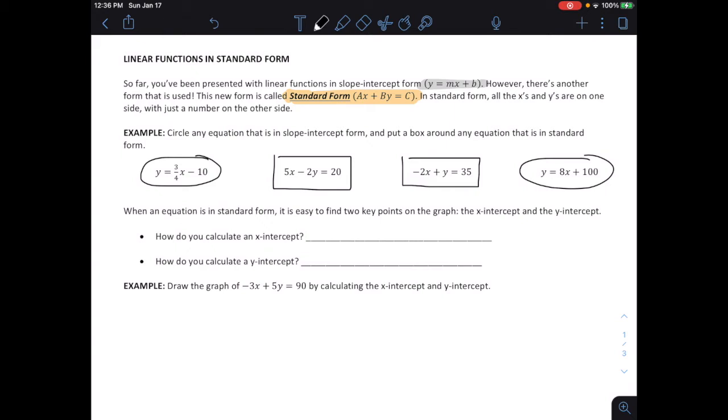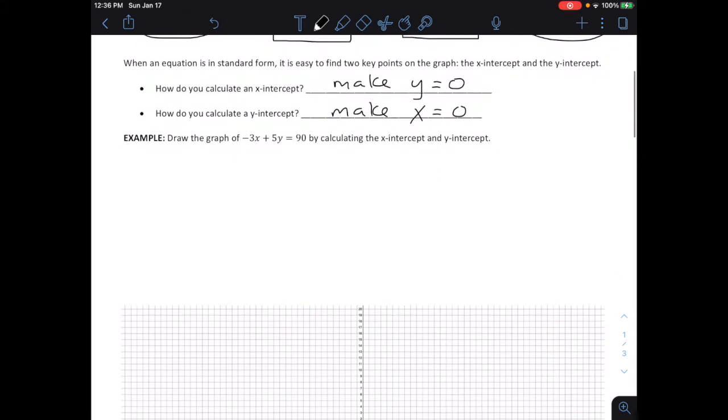Okay, so how do you calculate an x-intercept? Well, the easiest way to calculate an x-intercept is to make y equal 0. So I'm just going to plug in a 0 for y into my equation. And then the easiest way to find the y-intercept is to make x 0. So to find the y-intercept, I'm going to plug in an x equals 0. Okay, so I'm going to show you how to do this. So if I want to find the x-intercept, I'm going to start with that. I'm going to plug in y equals 0.